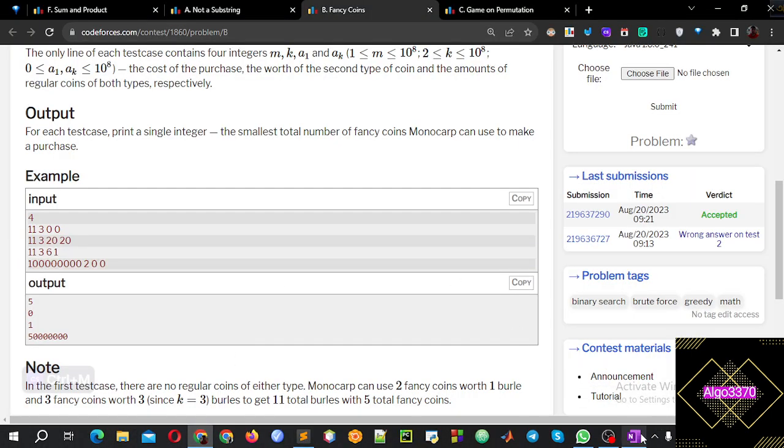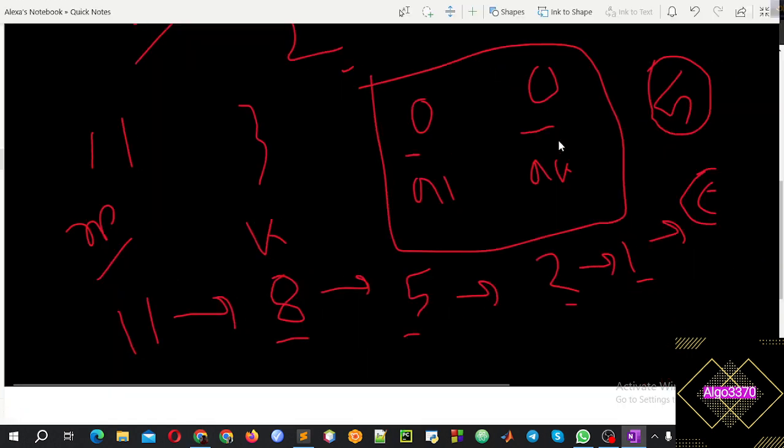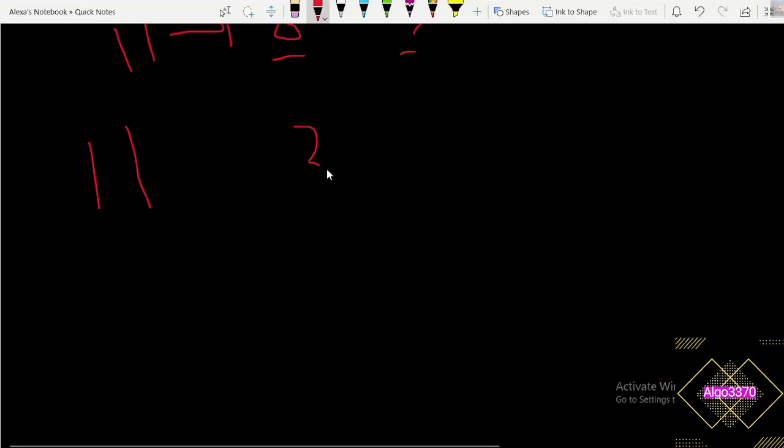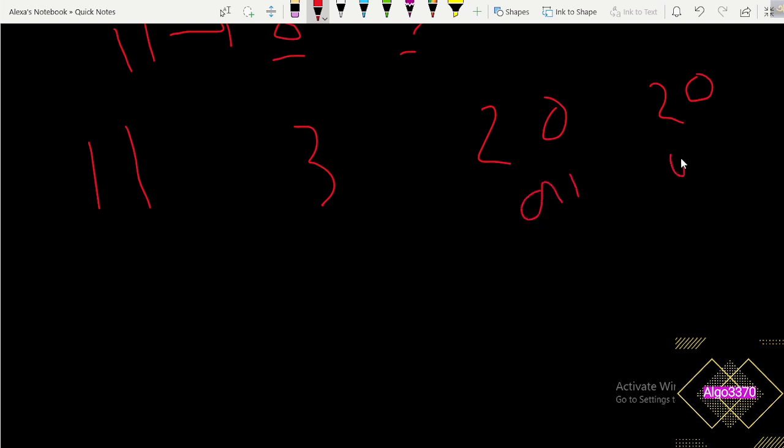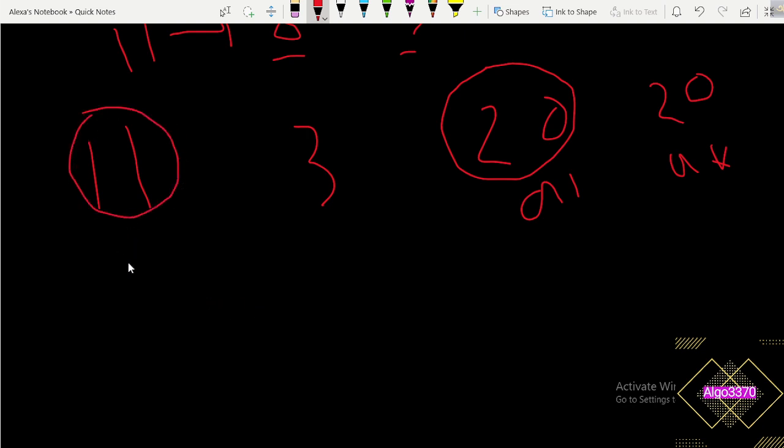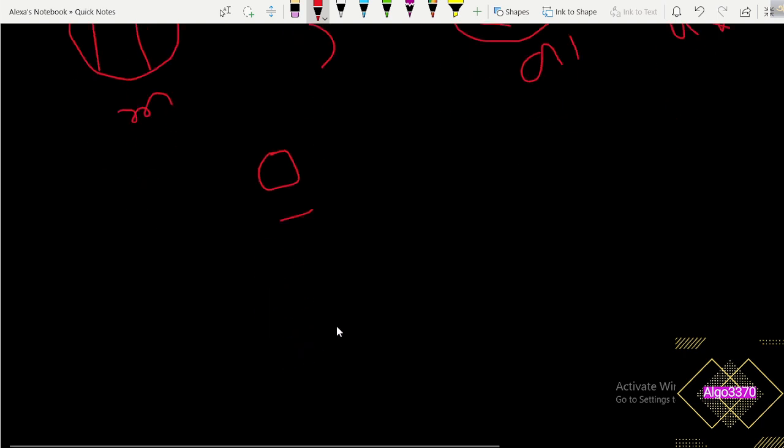So let's solve another example: 11, 3, 20 and 20. Here our storage of A1 is 20 and storage of AK is 20. So using 11 regular coins of type one is enough to purchase the figure M. So we do not need to use any fancy coins, because we have enough regular coins. So here the total number of fancy coins we use is 0.